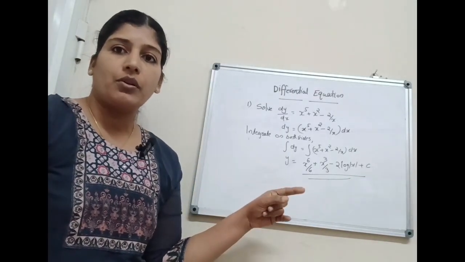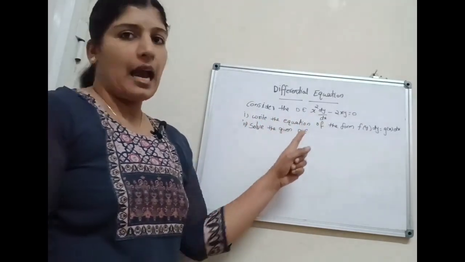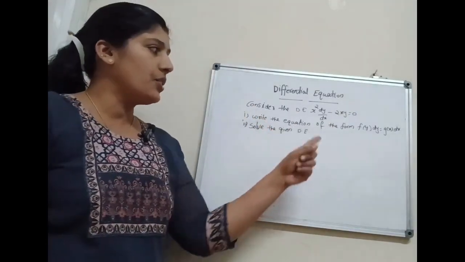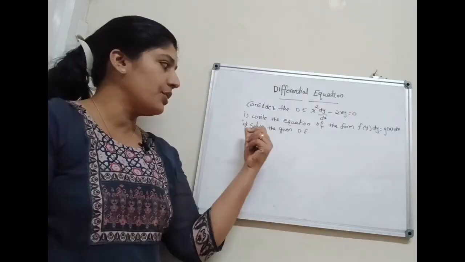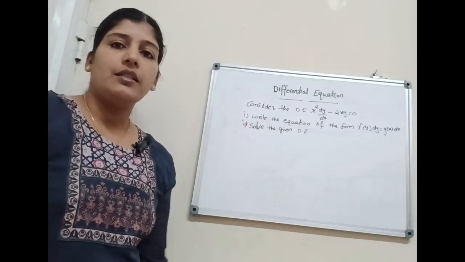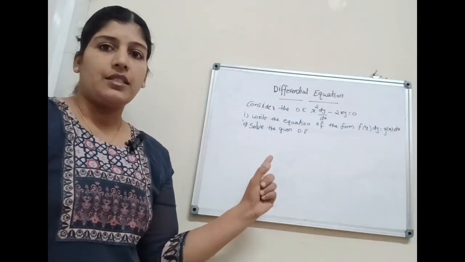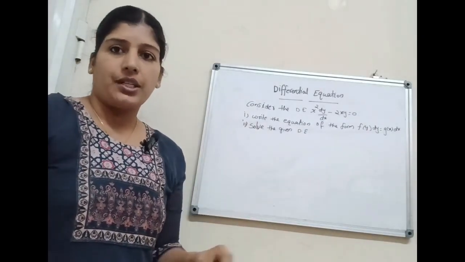Therefore, we will get a particular solution as the value of x and y. Next question. Consider the differential equation x square dy by dx minus 2xy equal to 0. Write the equation of the form f of y dy equal to g of x dx. Then second question, solve the given differential equation. That is, first we have to write the variable separable form. Next, we have to find out the general solution of this differential equation.